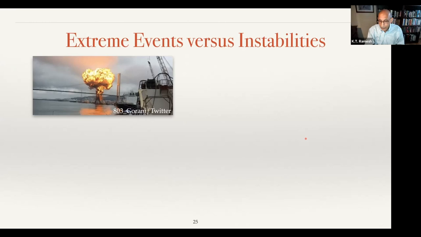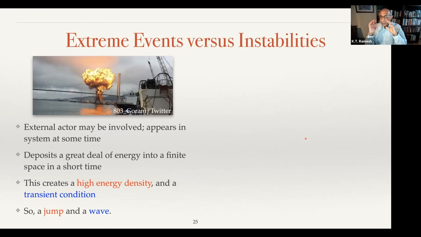But here's the main point. When you think of an extreme event, you tend to think of a blast of some sort or an impact or a bullet or a mine explosion. You tend to think there's an external actor, somebody decided to do something, that it appears in the system at some time. And what's happening in that extreme event is you're going to put a lot of energy into a small space and you put it in a short time.